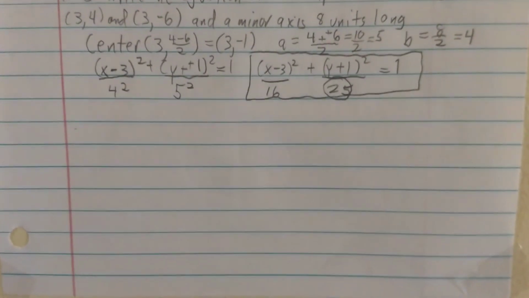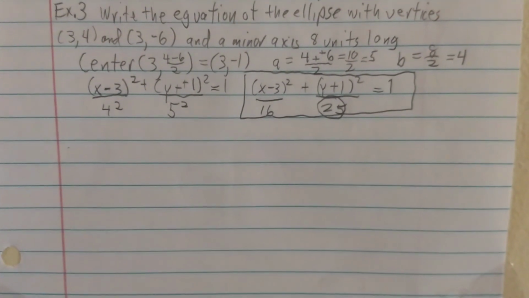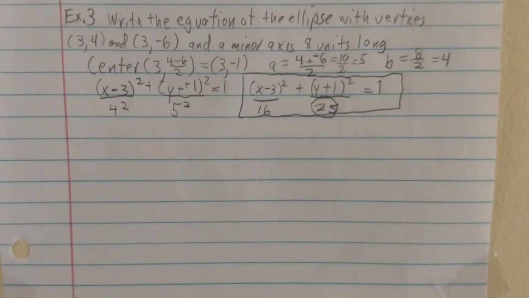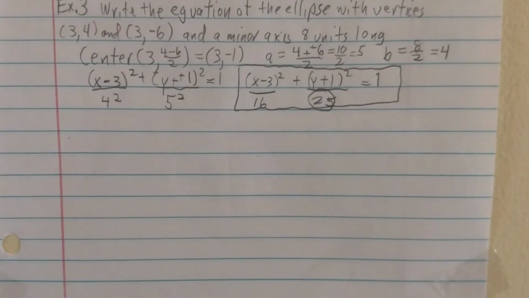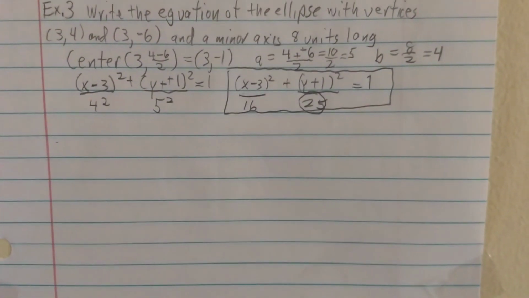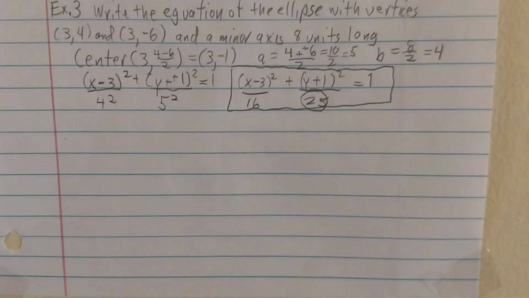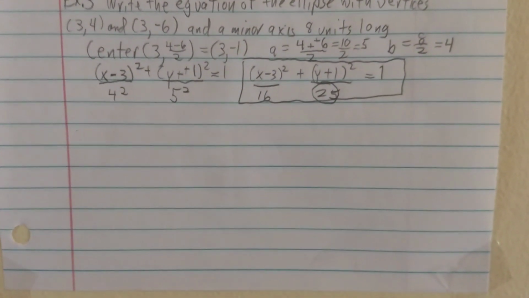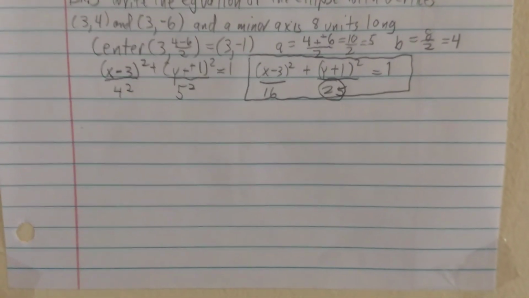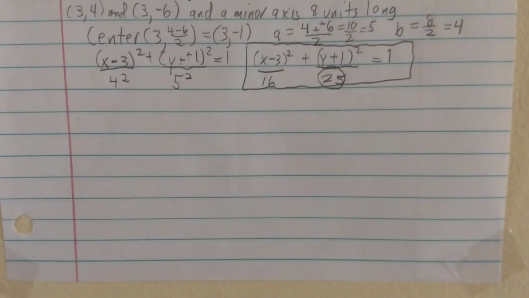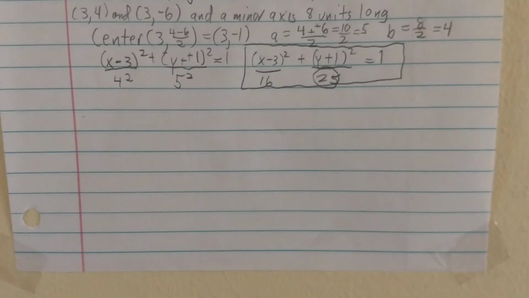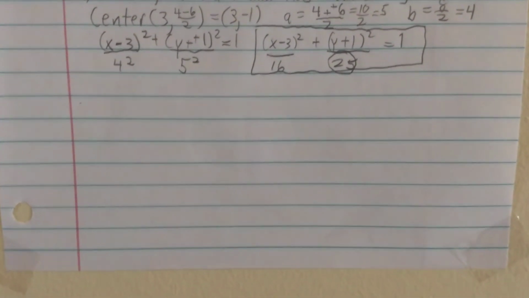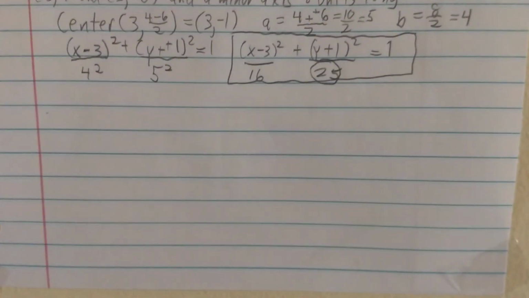So the center is 3, halfway in between 4 and negative 6, or 4 minus 6 over 2, which gives us a center of 3, negative 1. But a is 4 minus negative 6 over 2, or 4 plus 6 over 2, is 10 over 2, or 5. So that gives us our a, and a squared, of course, would be 25. b squared, of course, would be 16.